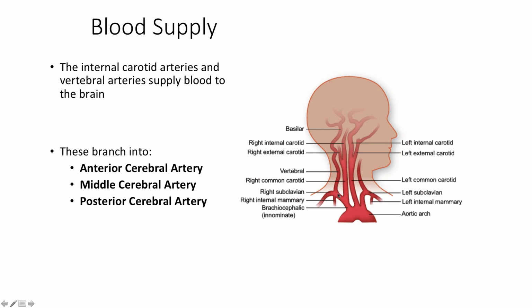And right here you can see the vertebral artery. So right here and here. Here you see the right one, and here you see the left one. Then these branch into the ACA, or the anterior cerebral artery, the MCA, or the middle cerebral artery, and the PCA, the posterior cerebral artery.